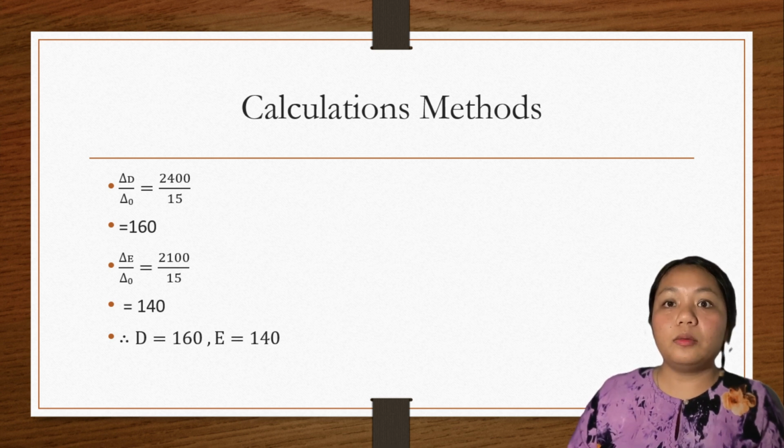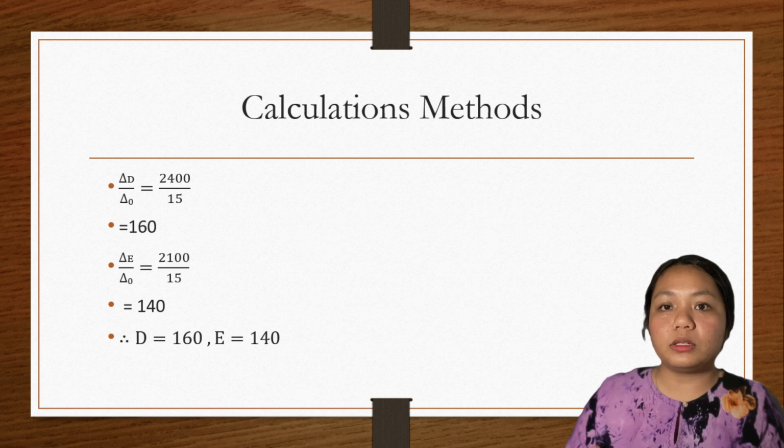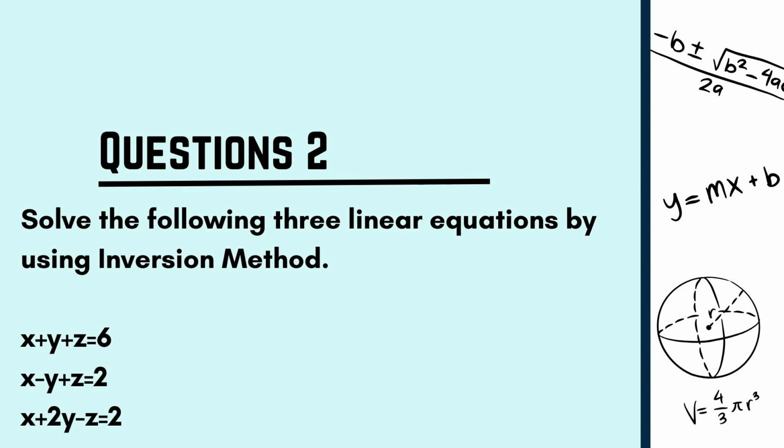Delta D will divide with delta 0 equal 2,400 divide 50 equal to 160. Delta E will divide with delta 0 equal to 2,100 divide 50 equal to 140. D equal 160 and E equal to 140. That's all for me. Thank you.